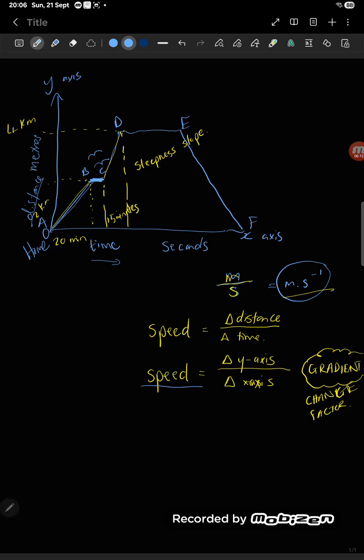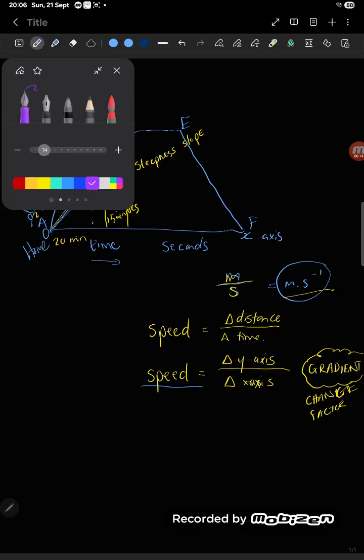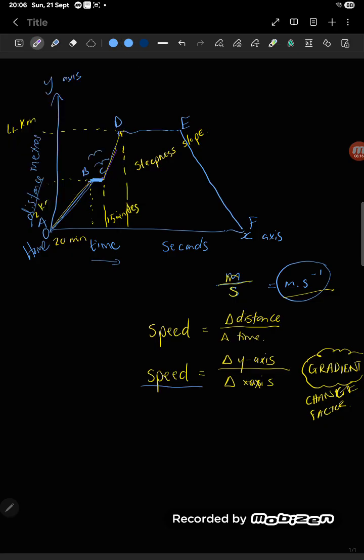In other words, I haven't traveled any further from the origin. Then, can you see this one is steeper? The gradient, the steepness of the slope, is steeper. That means I'm going faster. From C to D is faster than from A to B. So I'm walking faster because it took me 20 minutes to do 2Ks. The next 2 kilometers took me 15 minutes. It means I was walking faster to do another 2 kilometers.